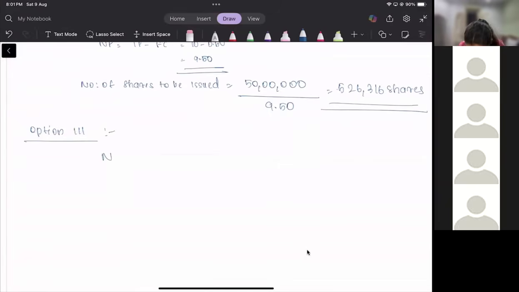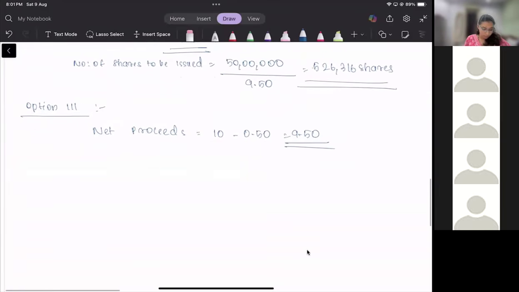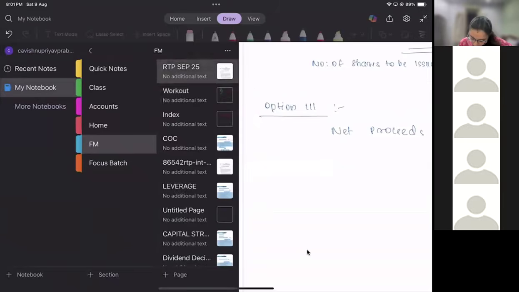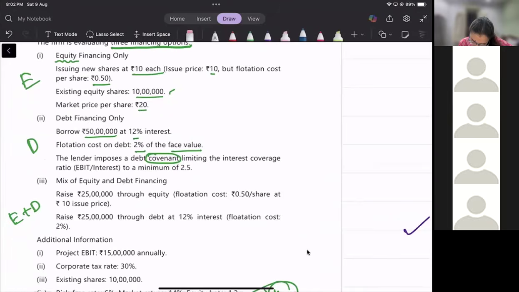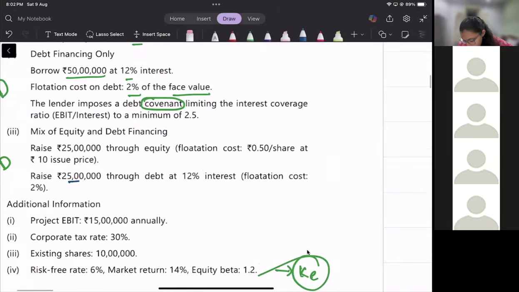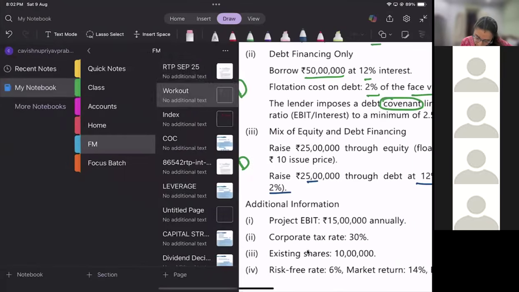Again, first question is net proceeds. What is the net proceeds of equity? Same, 9.5. Now, the important thing is about debt. In that question, we have to note a thing about debt. What have they given? We are borrowing, raising 25 lakh at 12% interest. But there's a flotation cost of 2%.